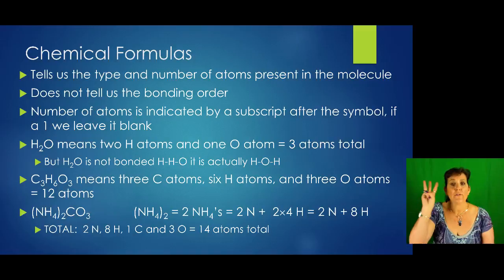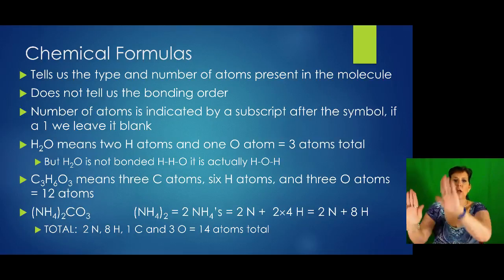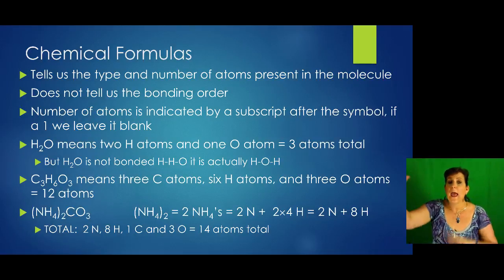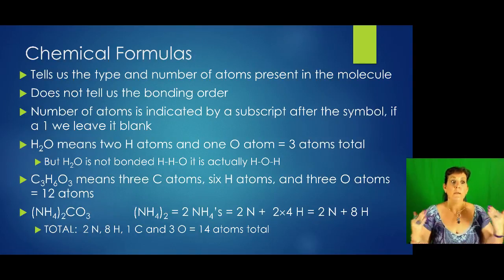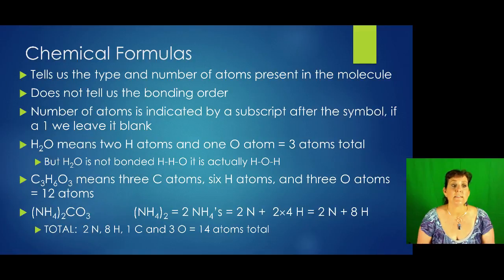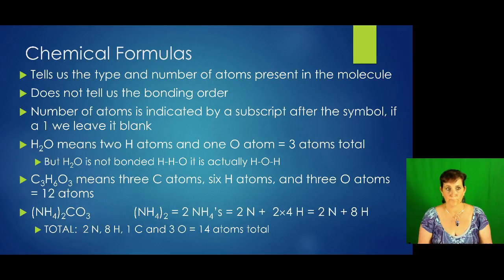So H2O has 3 atoms total. 2 H's plus 1 O is 3 atoms. But water's not bonded HHO. It's actually bonded HOH. And we'll learn more about bonding when we talk about Lewis dot structures. Next one, C3H6O3 means we have 3 carbon atoms, 6 hydrogen atoms, and 3 oxygen atoms. Makes 12 atoms total in that molecule.